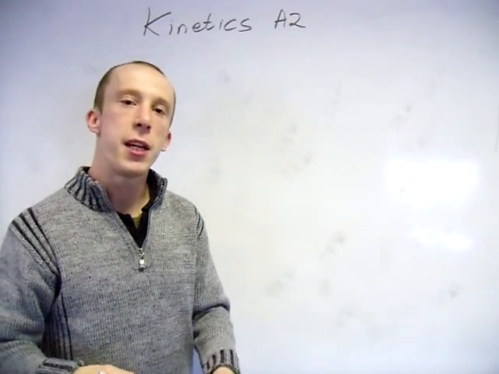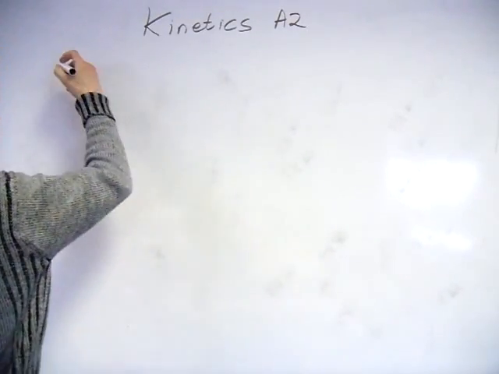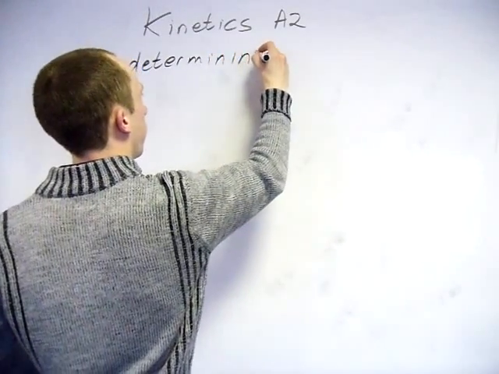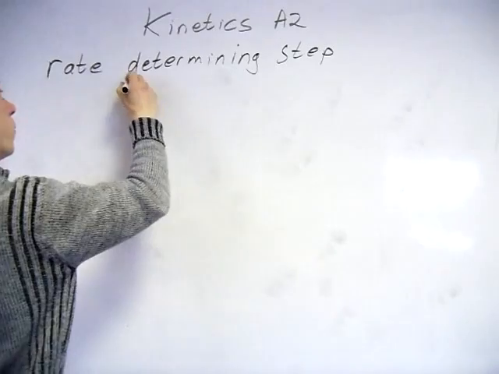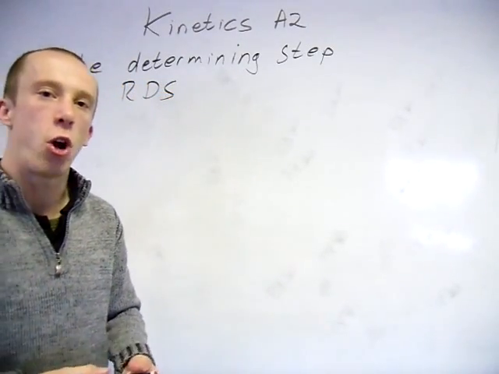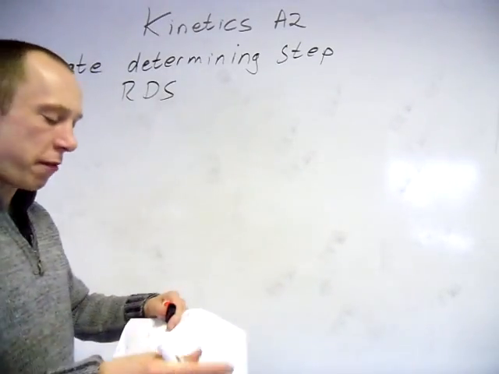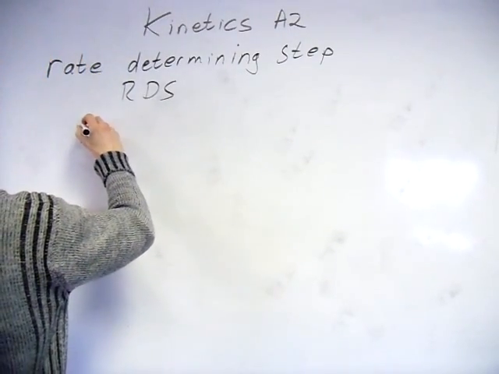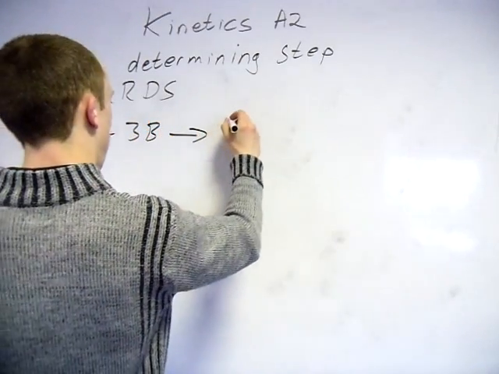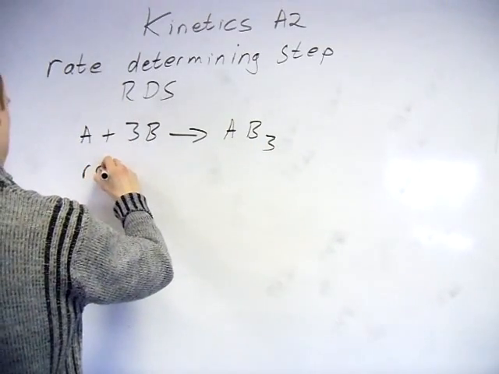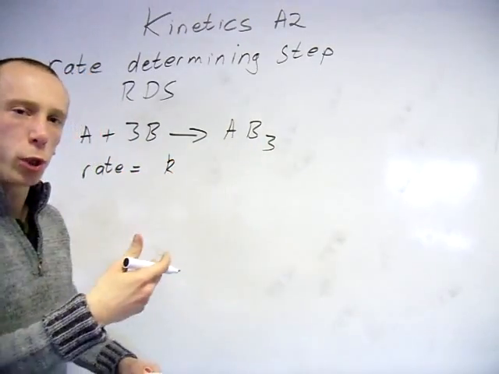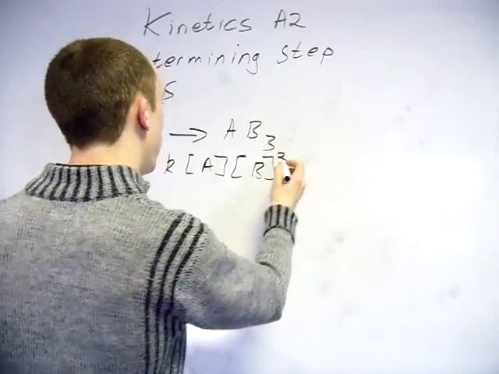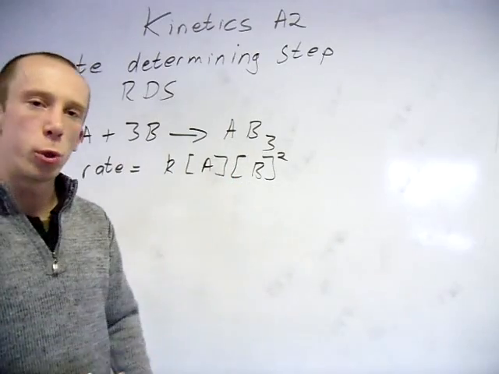Now the final little bit to go into this is the rate determining step. You usually see it shorthanded to just RDS. So an example which I've picked out from a past exam paper. You were told a few pieces of information. You were told the balanced molecular equation and you were told the rate equation.